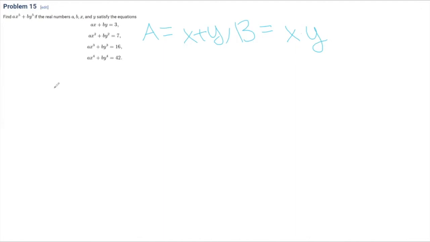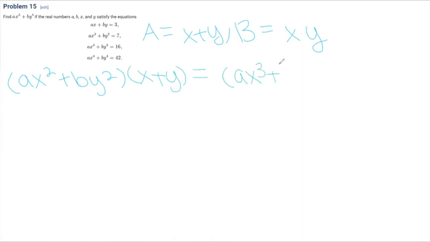So I think I need to rewrite two equations from previously that are important, which is the ax squared plus by squared times x plus y, and then the cube version. And the reason I don't need the ax plus by times x plus y is because that one involves a plus b, and a plus b is not something that you're given in the problem.